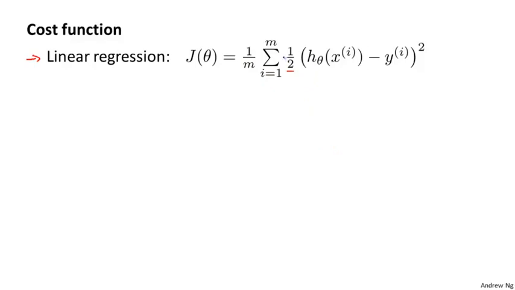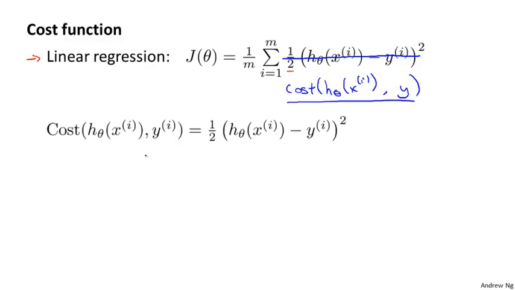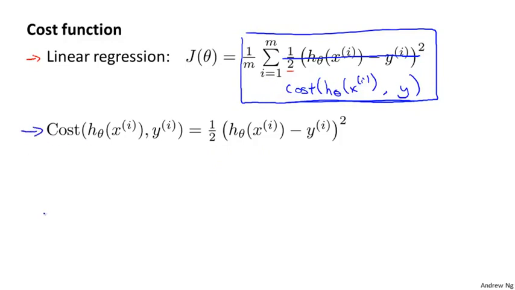Now, I want to use an alternative way of writing out this cost function. Instead of writing out the squared error term here, let's write in here cost of h of x, comma y, and I'm going to define that term, cost of h of x, comma y, to be equal to this. It's just equal to 1/2 of the squared error. So now we can see more clearly that the cost function is 1 over m times the sum over my training set of this cost term here.